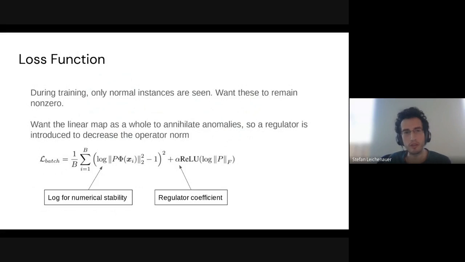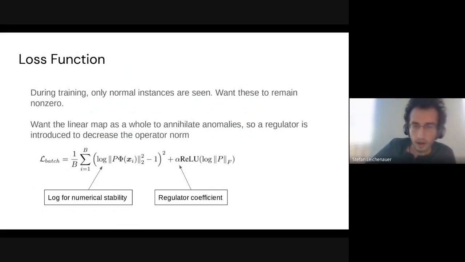And then the second term, which looks like a regulator, penalizes you for just having a very large operator norm on the linear map. So you're better off, whenever you can, taking the singular values of the operator map to be small. So you want all of the singular values which are not dealing with the normal data points to be pushed to zero, basically. And so this helps us annihilate the anomalies. So these are the two terms in the loss function, and that's how we train.